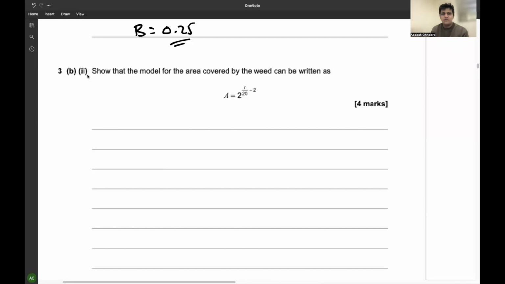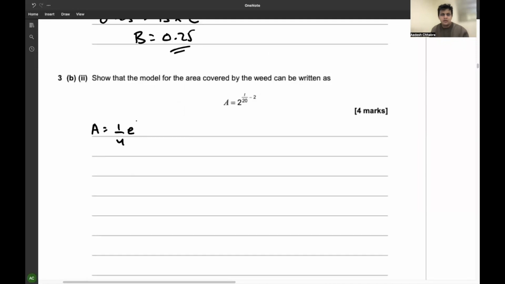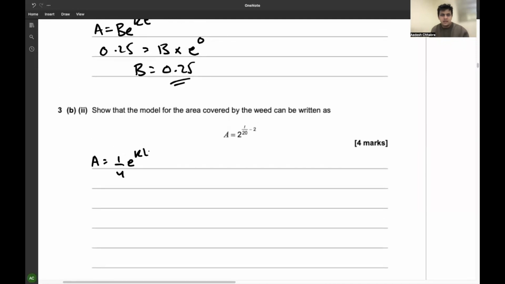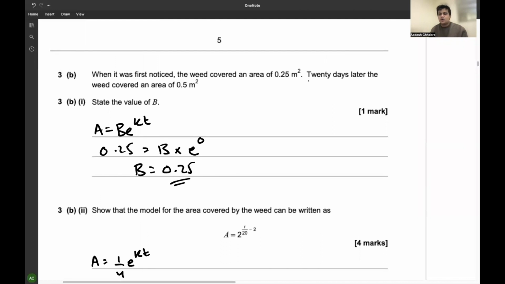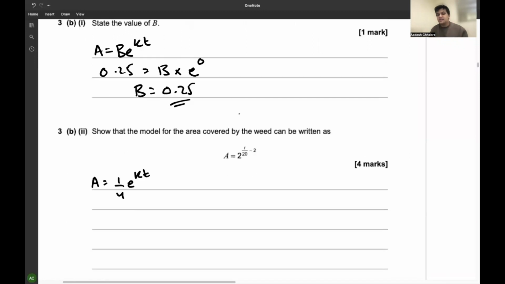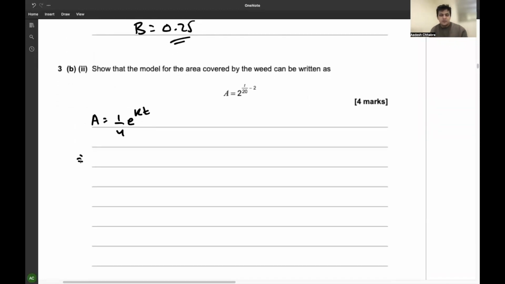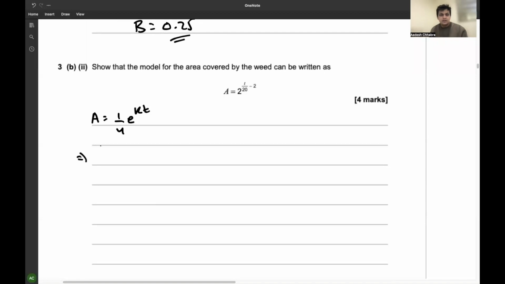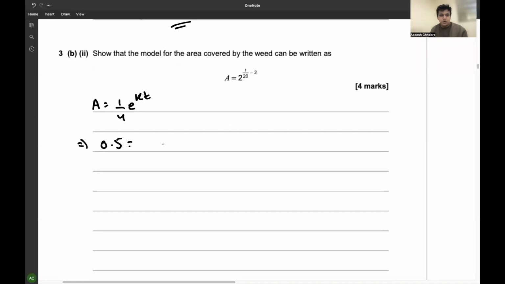Now, for the second part of the B part of question 3, we've been asked to show that the model for the area covered by the weed can be written as follows. So currently we have that A is equal to 1 by 4 e to the power kt. And it's been given that 20 days later, the weed was covered by an area of 0.5 meters squared, which means that at t is equal to 20, A was equal to 0.5. So I can go ahead and sub those values in to help find the value of K. So essentially 0.5 would be equal to 1 by 4 e to the power 20K.